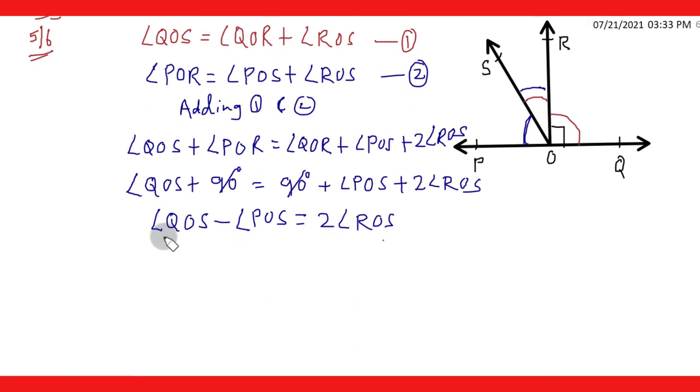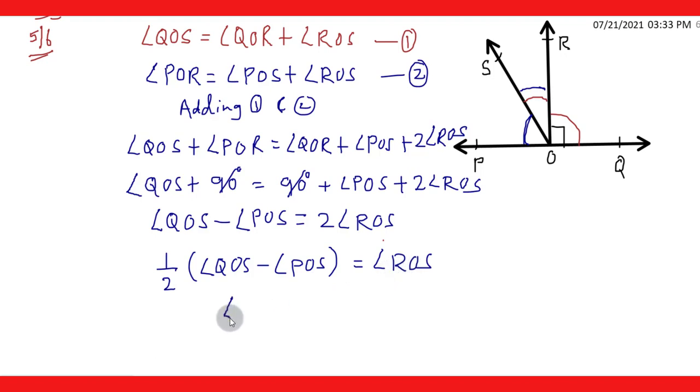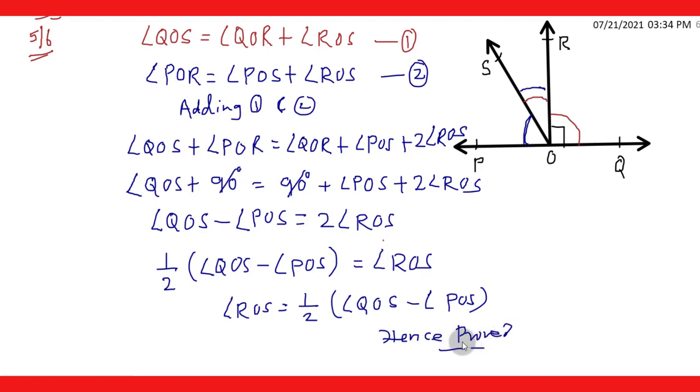Now here we will solve this further. If you take 2 to this side, it will go to the denominator, which means we can write it as 1/2 into bracket angle QOS minus angle POS, that is equal to angle ROS, and that only we have to prove, that angle ROS is equal to half into bracket angle QOS minus angle POS, and hence it is proved. Hence we have proved this. And so here we have solved question number 5.